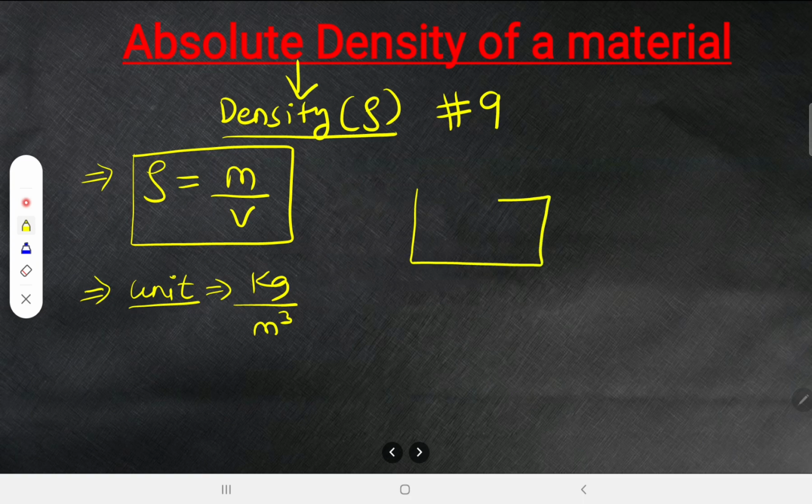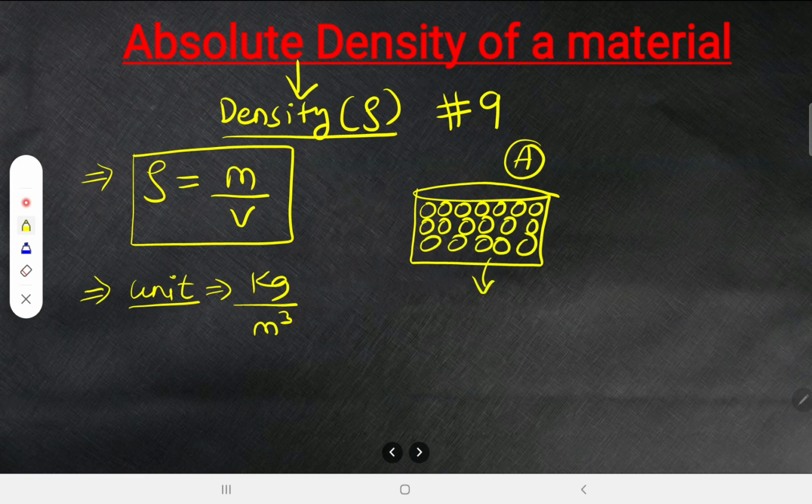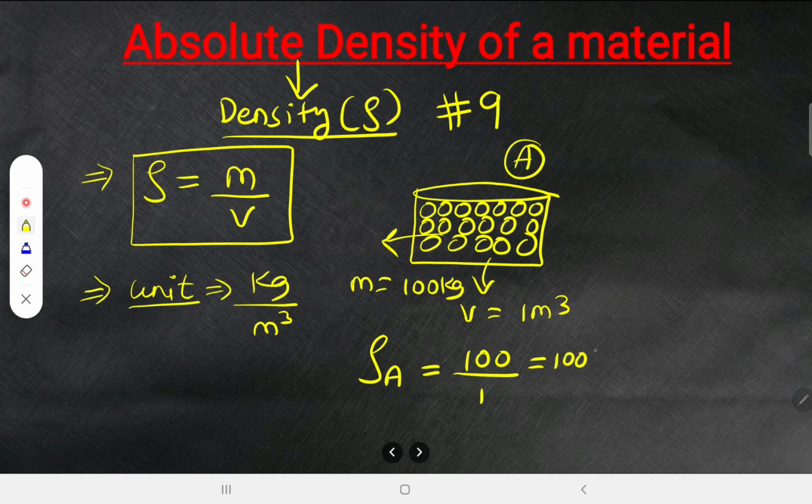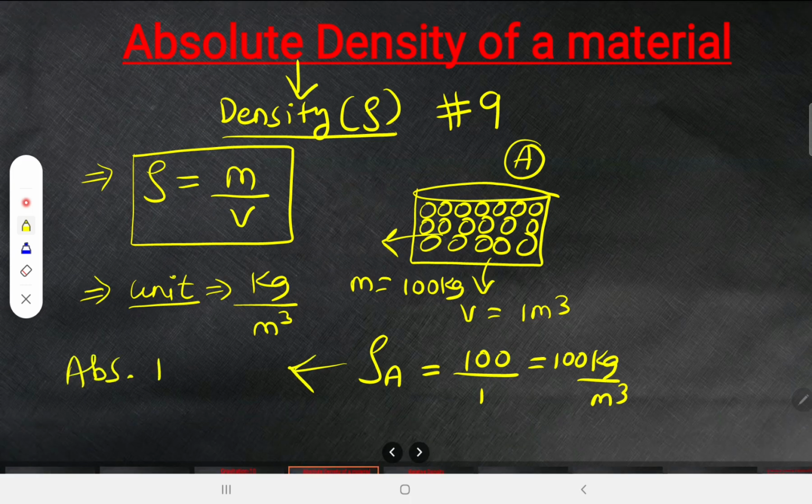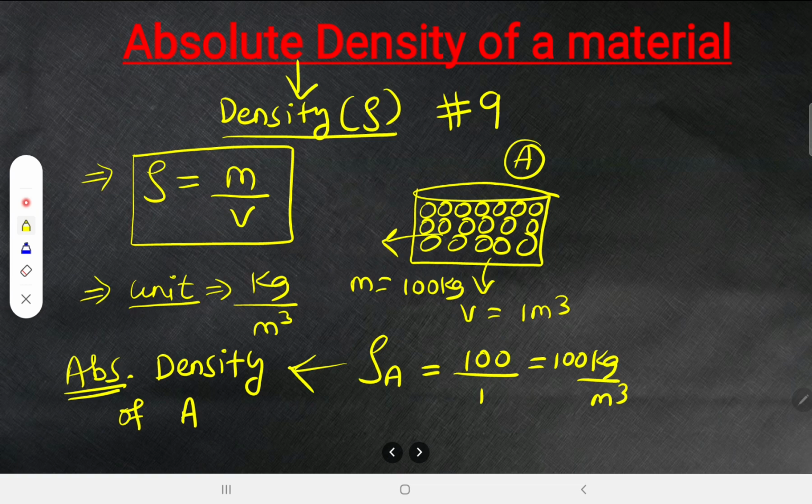There is a container, for example. In this container, you are filling material A. In this volume you have filled material A. For example, the volume of this material is 1 meter cube, and the mass you have filled is, for example, 100 kg. This means the density of material A, rho A, will be mass divided by volume, so that becomes 100 kg per meter cube. This is known as the absolute density of material A. Or you can skip the word absolute and just call it the density of material A. I hope it is clear.